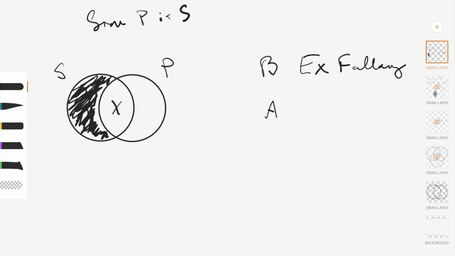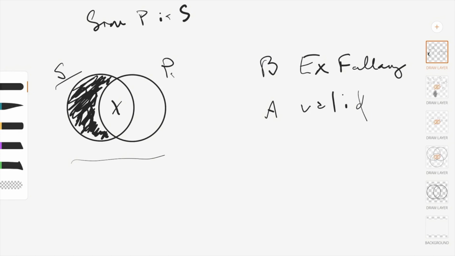Now, because this Aristotelian interpretation requires the X, we can ask whether the placement of the X in this diagram requires the conclusion to be true. In other words, does this diagram require it to be true that there is at least one P that is an S? And the answer is yes, it does, because this X is a P that is also an S. So on the Aristotelian interpretation, this inference is valid. And that's the complete answer.